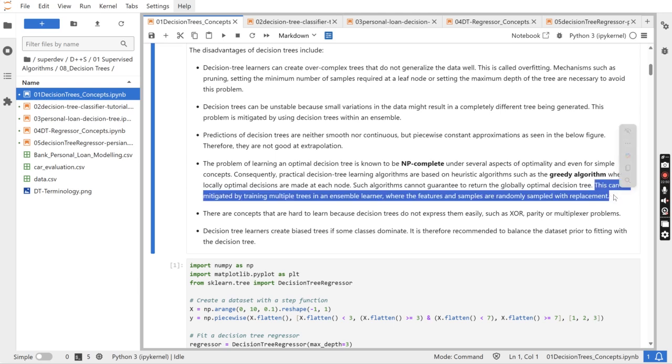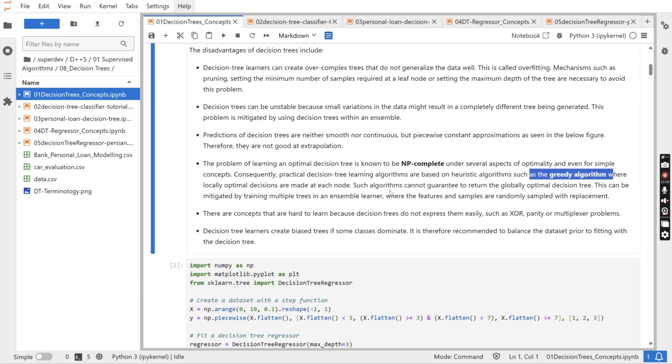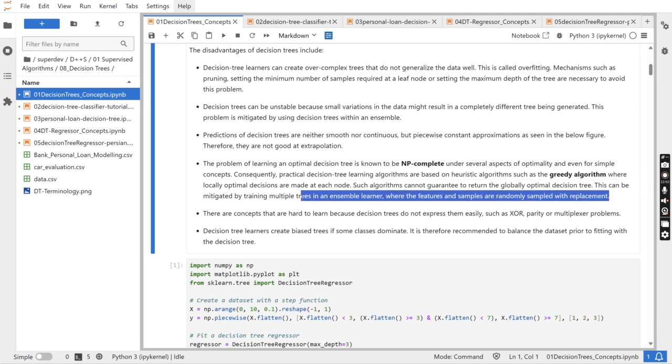Then this question was asked: why is a decision tree called a weak learner? It's because, in order to arrive at the optimal decision tree, we use greedy algorithms that don't guarantee the globally optimal decision tree. Hence, the decision tree itself is called a weak learner because it's not globally optimal. Anyway, it can be mitigated using ensembling methods like stacking, boosting, and various other methods. All those things can be utilized.